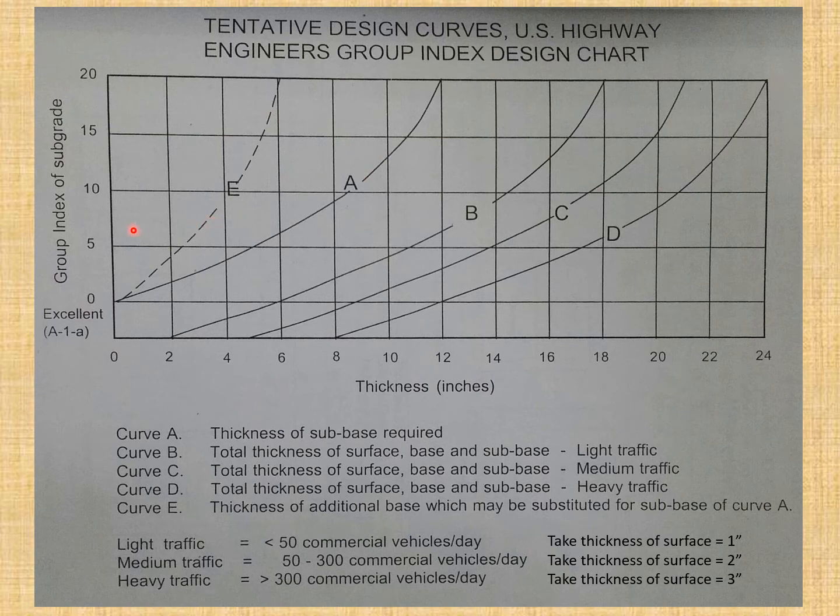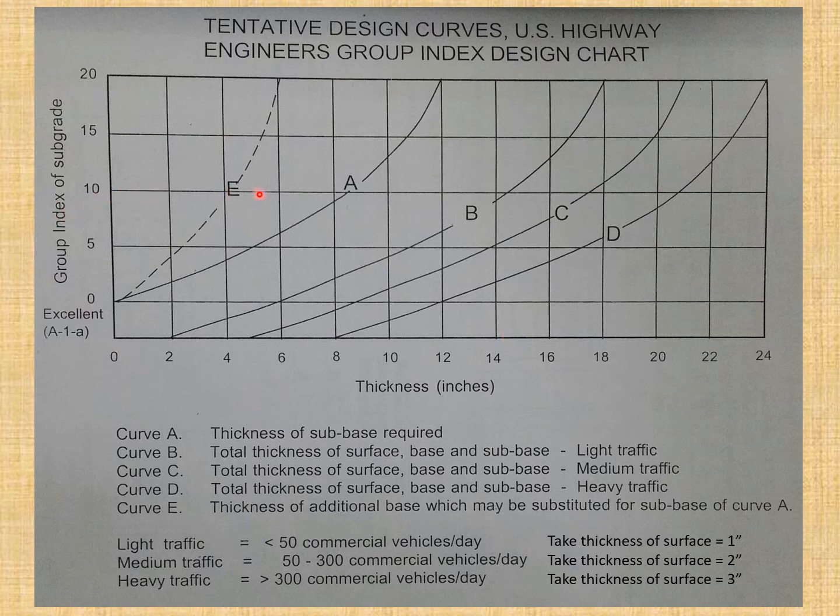Let's say the group index of the subgrade is 10, and you are considering case 1, in which you have all the components: subbase is there, base is there, and surface is also there. So what to do? Curve A will give you this much thickness, and you know this is the thickness of the subbase. Then corresponding to group index 10, you can proceed to curve B, and in this way you can get the total thickness of the pavement in the case of light traffic.